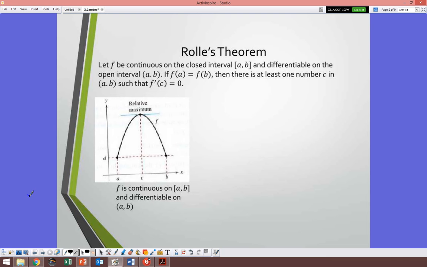So here's a picture of this. If the two endpoint values are the same, and the function is continuous, then somewhere in between I'm going to have a slope of 0. Those would be our extrema. That's what we're using this for. So that's Rolle's theorem: somewhere in between, I'm going to have a slope of 0.